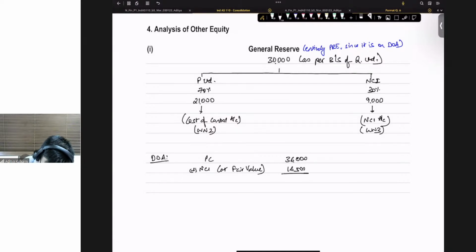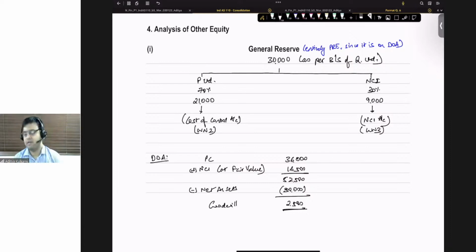16,500. So this would make it 52,500. Fourth step, net assets. So this is given, 50. Fifth step, NCI already recorded. So 2,500 would be your goodwill. Is it okay? So you can do this 2-step model, the 6-step model also, and arrive at the same amount of goodwill. Okay.